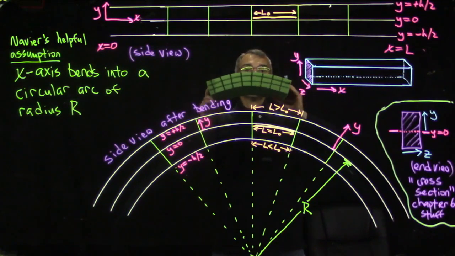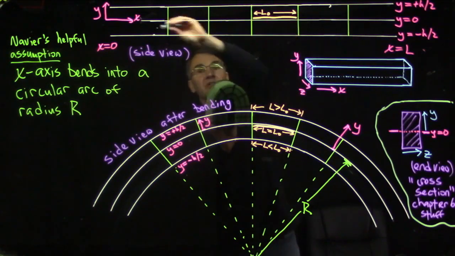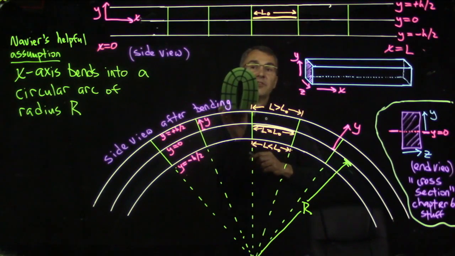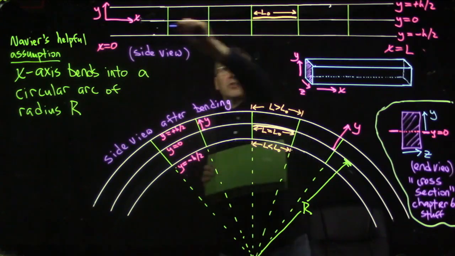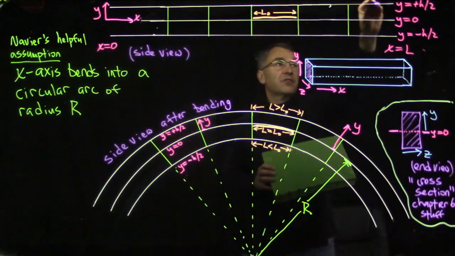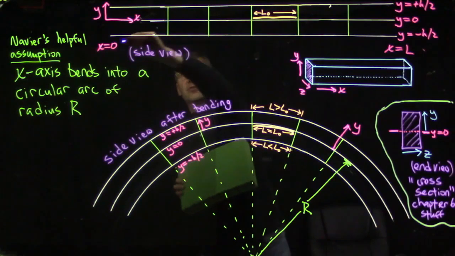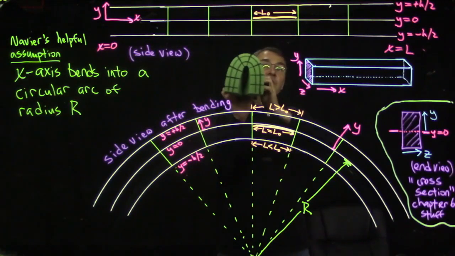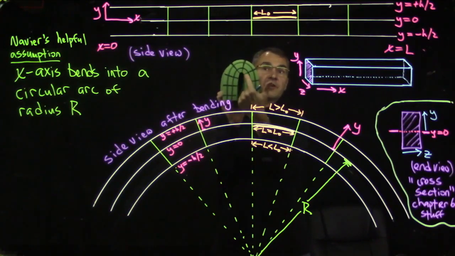So Navier's assumption is that when you bend a beam, there is a neutral plane whose length does not change. That neutral plane can be bent into a circular arc, an arc which is a portion of a circle. And these surfaces of constant y, here's y equals 0. Here's the very top surface, which we were calling y equals plus h over 2 when we looked at cross sections. Here's the very bottom surface, which we were calling y equals minus h over 2 when we looked at cross sections. Those surfaces will also bend into circular arcs. So the top surface will bend into a circular arc of larger radius, and the bottom surface will bend into a circular arc of smaller radius.